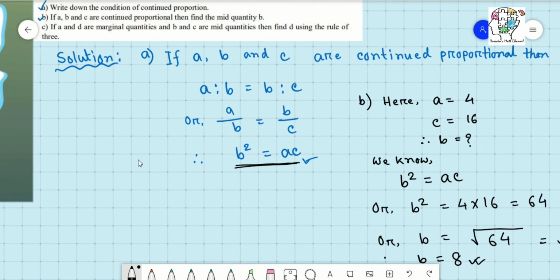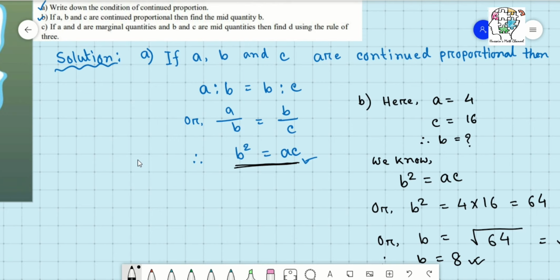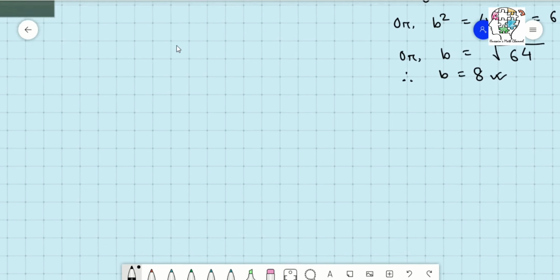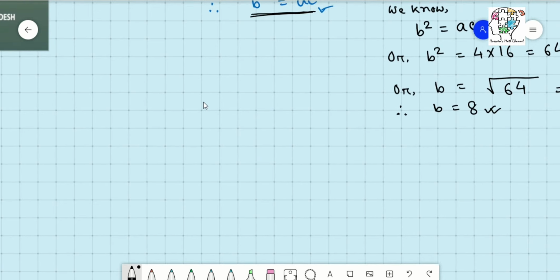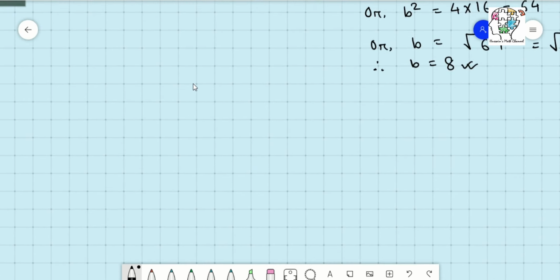At first we read the question from the screen. Question number C asks, if A and D are marginal quantities and B and C are mid quantities, then find D using the rule of 3. I hope you already know what is rule of 3, because in our previous 2 classes or 3 classes we have known about rule of 3 question. So we are going to solve now question number C.